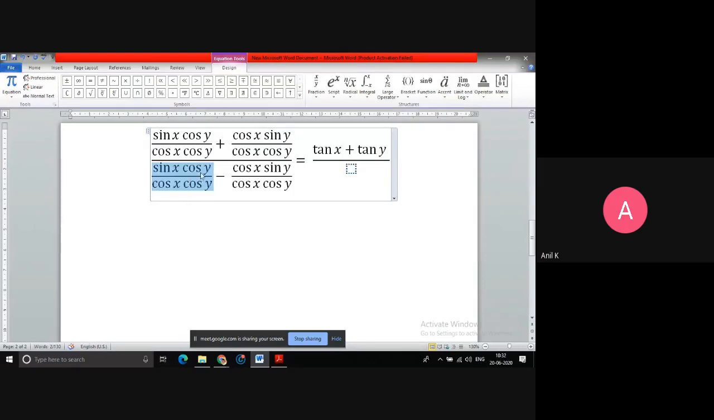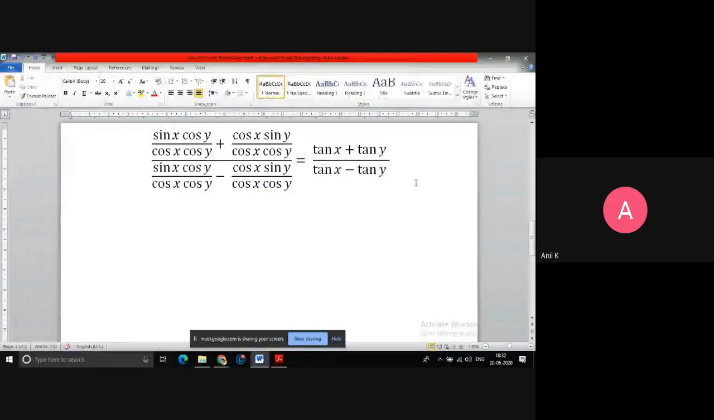This one, what is going to get cancelled? Cos y will get cancelled. Sin upon cos is going to be tan x, minus, look at this fraction. Again, cos x will get cancelled. Sin y upon cos y is going to be tan y. I think this is what you have to prove.